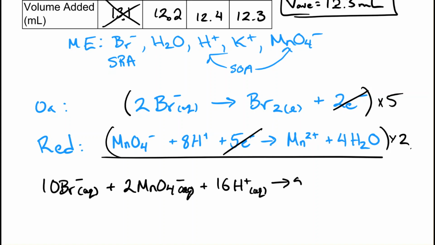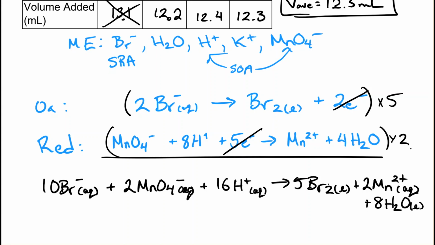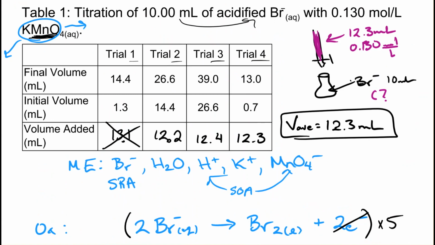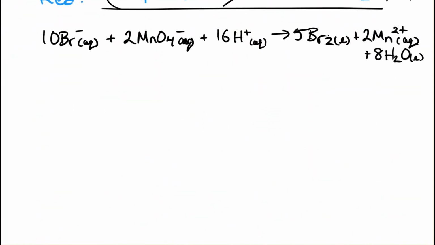5 times 1 is 5 bromine molecules. 2 manganese 2 plus ions, and I'm going to run out of room. I always run out of room. Whatever. 2 times 4 is 8 water molecules. Good. But all we care about, remember, is the permanganate and the bromide.